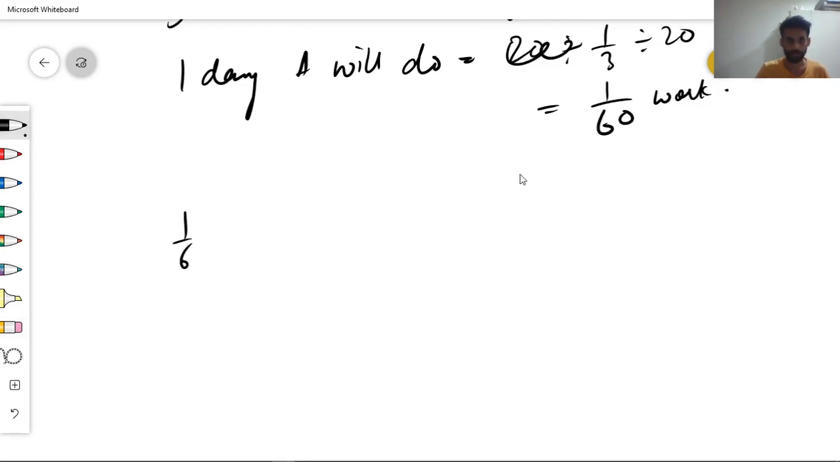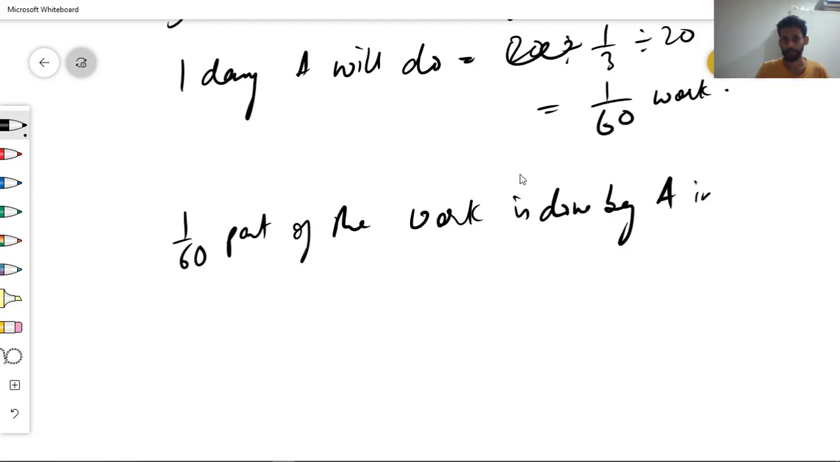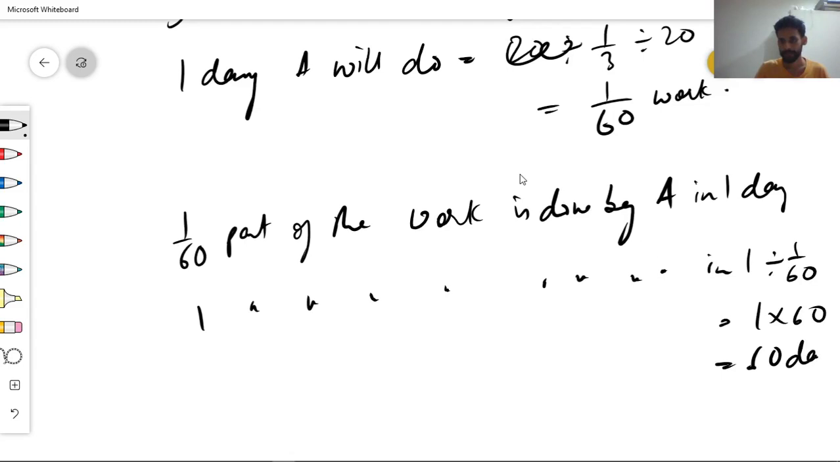So 1 by 60 part of the work is done by A in 1 day. So one part of the work is done by A in 1 divided by 1 by 60, so it will be 1 into 60, that is 60 days. B 60 days. Okay, the option number B.